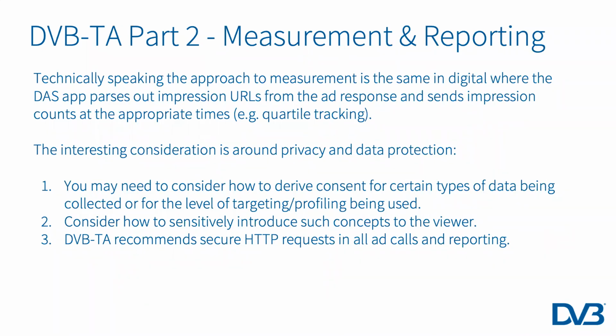And the third interface being measurement and reporting. Now, there isn't a lot different, actually, technically speaking, about this. So the DAS app or the DAS app proxy would parse out the impression URLs from the ad response, and at the appropriate time, it would send an impression ping to the URL, and it's usually a quartile tracking, which means 4 times per advert at 25, 50, 75, and 100%. So that really doesn't significantly differ.